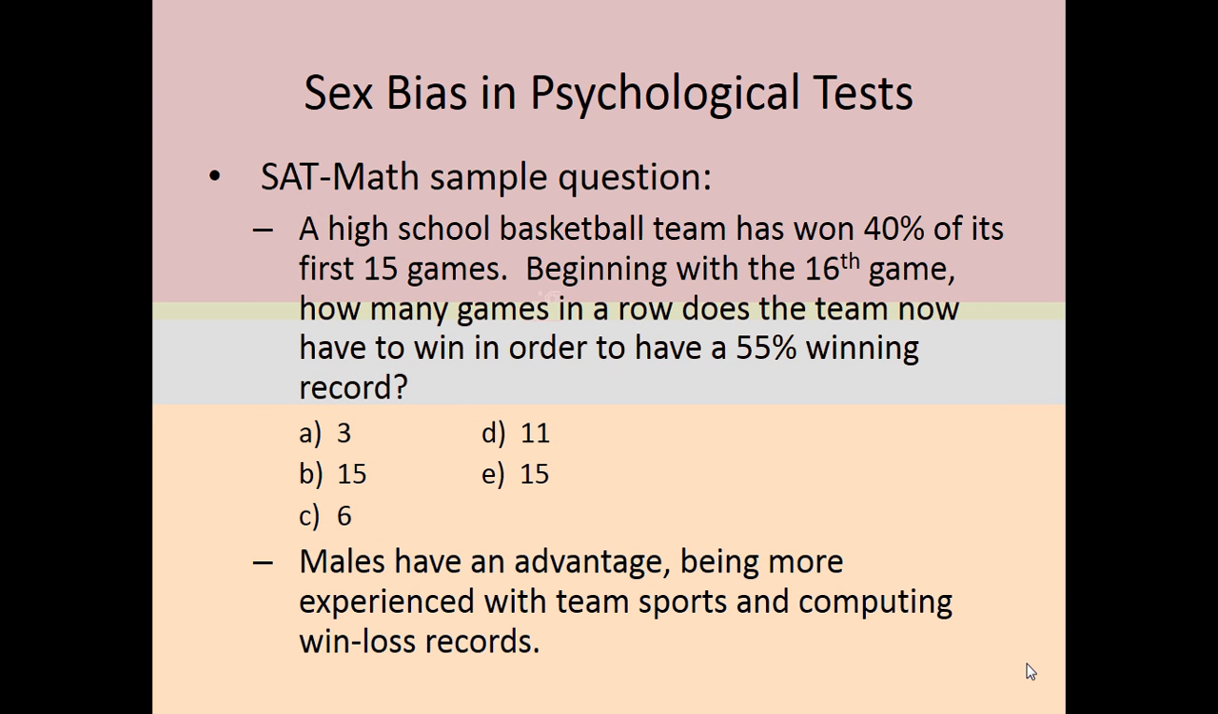One of the sample questions from the math scale on the SAT was, a high school basketball team has won 40% of its first 15 games. Beginning with the 16th game, how many games in a row does the team now have to win in order to have a 55% winning record?